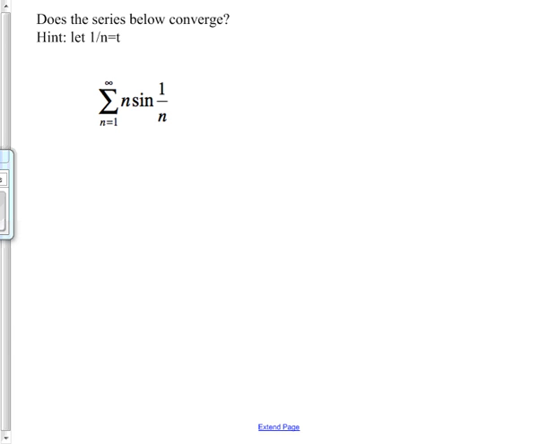So does the series below converge? We want to know, does this reach some fixed amount? And this is a tricky limit problem that they threw on here. They give us a hint. They say let 1 over n equal t. So we know that we're going to need to use that. So if 1 over n equals t, similarly 1 over t equals n.